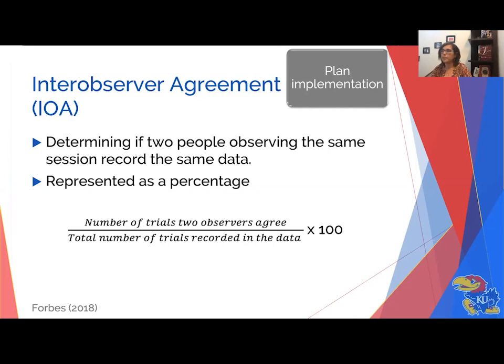So teams should occasionally measure what's known as inter-observer agreement, or IOA, and they do this to be sure data collection is consistent between team members. IOA involves usually two people, observing and collecting data on the same instructional session, and then it's usually represented as a percentage of agreement between the observers.